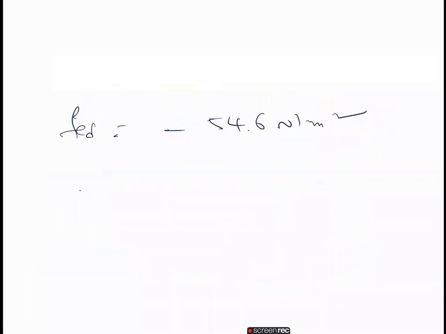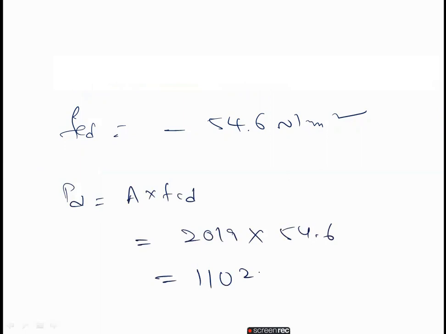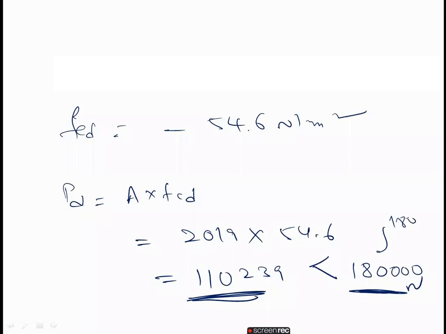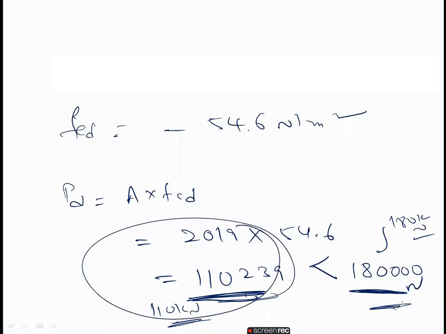Next, how will we calculate the PD? A into FCD. The A value is 2019, and 54.6 is the FCD. You got 110239. Our load, the PD value, is 180,000 newtons. The PD value we got is less than the given factored load, which is 180 kilonewton, but here we got only 110 kilonewton. This design value must be greater than the factored load. Then only our section is safe.